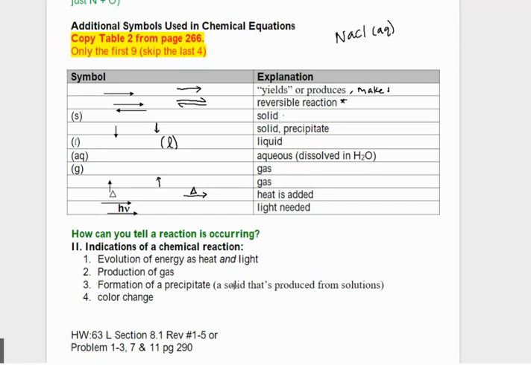This triangle over the arrow should look like that, and the triangle stands for heat. So heat is added to this reaction in order to get it to go.